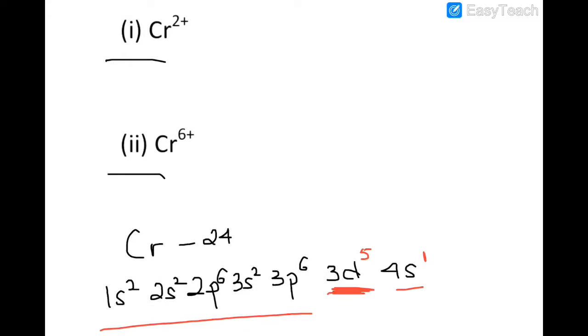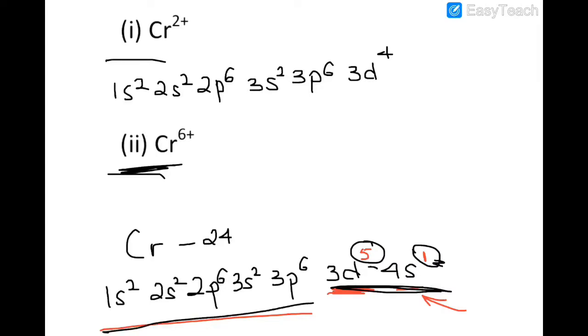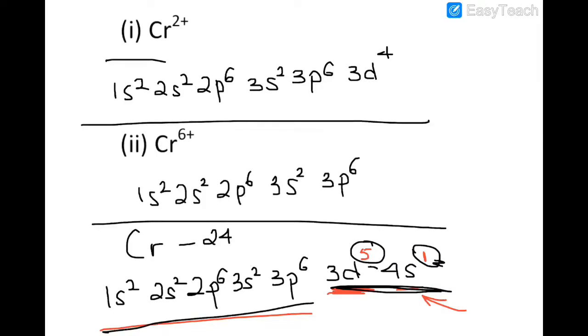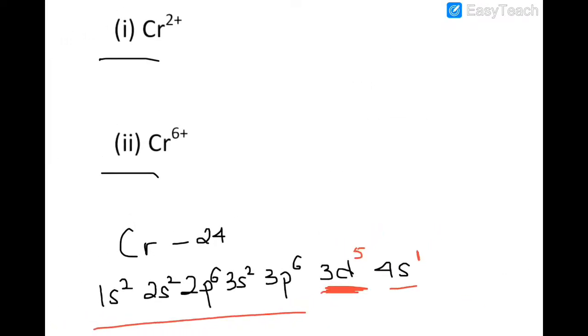And when I have Cr2+ formed, I'll lose an electron in the 4s subshell first, then in the 3d. So that means I'll have 3d4. So 1 lost here and 1 lost here. Now chromium 6+, I'm going to lose 1 here and 5 here. So it's going to be empty over here. So I'll just have the 18 electrons. Here you go. Make sure that whenever you have to write the electronic configuration of ions, you always start with the atom first.